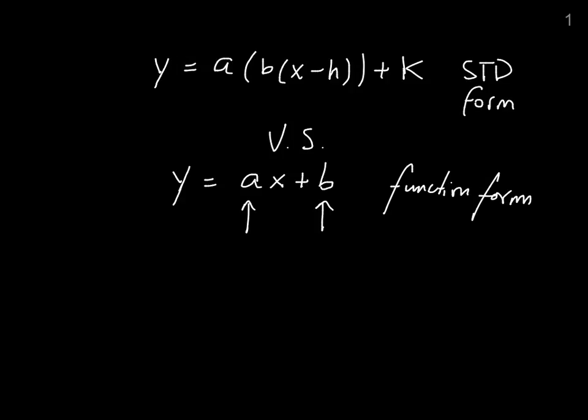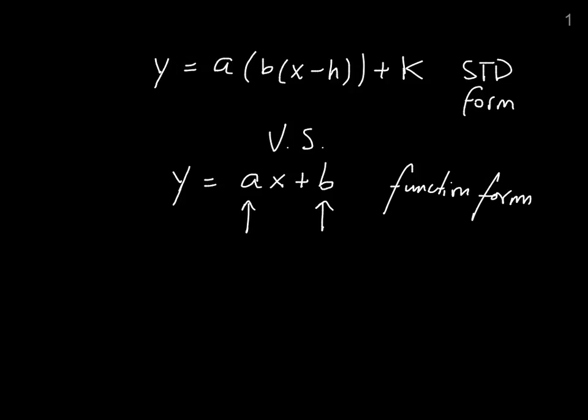So standard form, although it's not immediately obvious, you can also get your A, and it's just these two multiplied to each other. And you can also find your y-intercept simply by letting x equal 0 and then solving for y. But what's the point of using standard form?